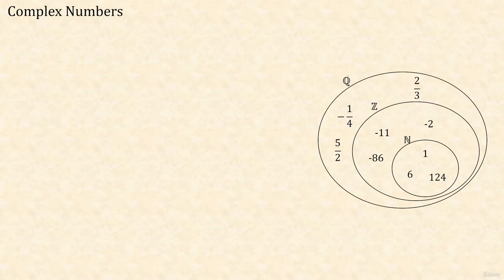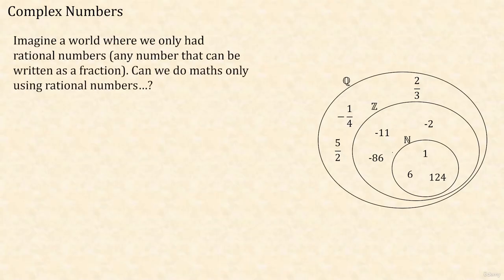So this is the set Q. The letter Q represents rational numbers. So inside the rational number set is all of these kind of fractions, positive and negative, and also all of our whole numbers as well, both negative and positive. So we continue. Imagine a world where we only had rational numbers, so any number that can be written as a fraction. Can we do maths only using rational numbers?